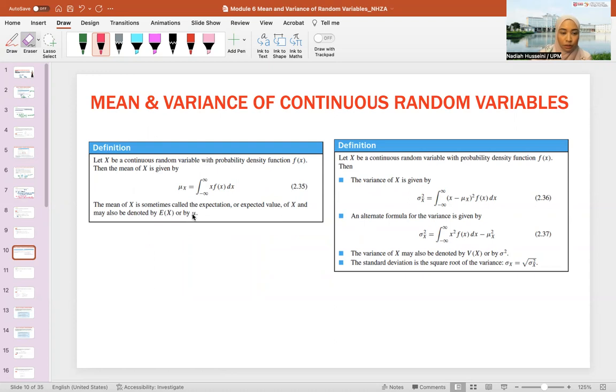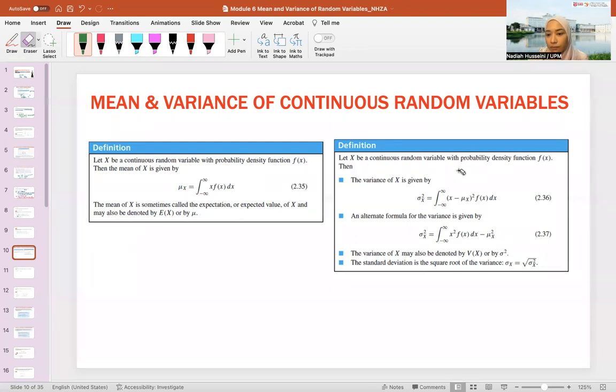Now we're going to talk about the mean and variance of a continuous random variable. Let X be a continuous random variable with probability density function f(x), then the mean of X is given by this. It's basically the same equation except that now you have this integration sign. The mean of X is sometimes called the expectation or expected value of X and may also be denoted as E(X) or by mu. Same definition, everything is the same except that now we need to integrate.